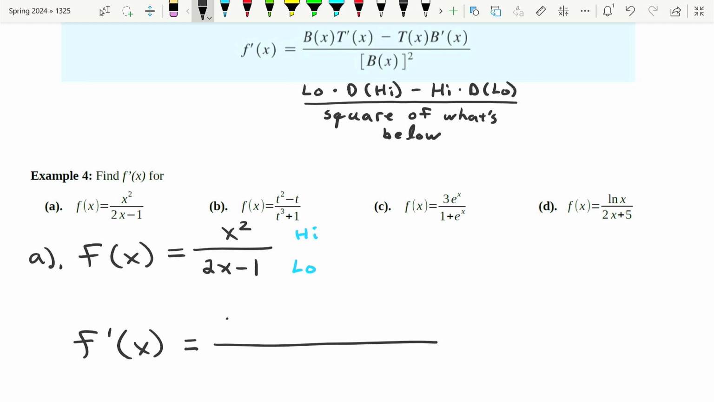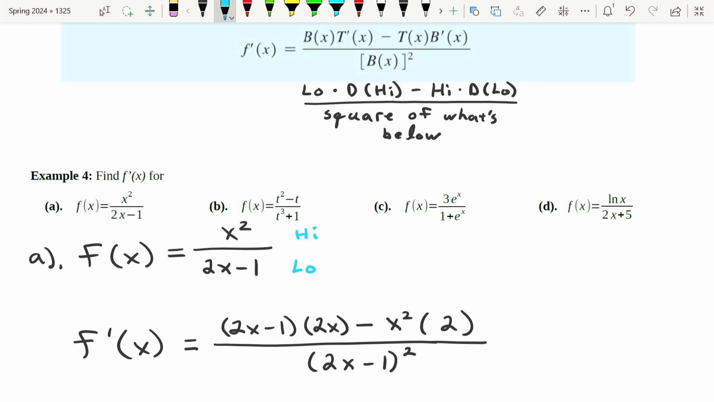We write low, the 2x minus 1, times d high, derivative of what's on top, the derivative of x squared being 2x. So that's low d high minus high, x squared, times d low, which is the derivative of what's underneath, which is just 2, all over the square of what's below. So take what's underneath and just basically put it in parentheses raised to the second power. That usually will do the trick.